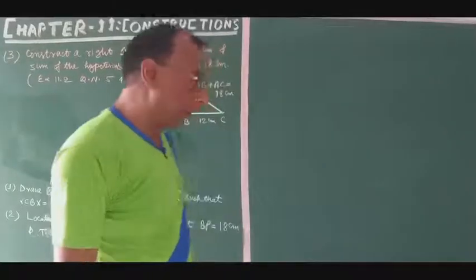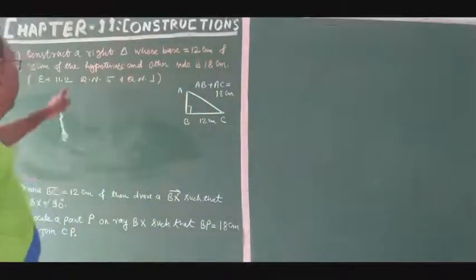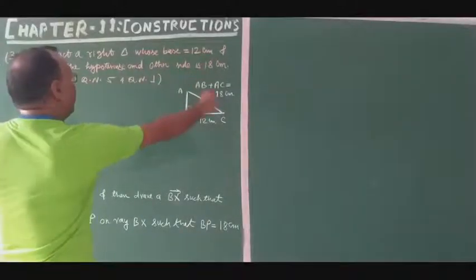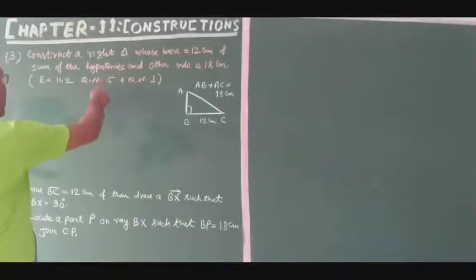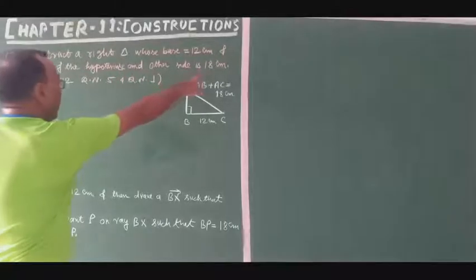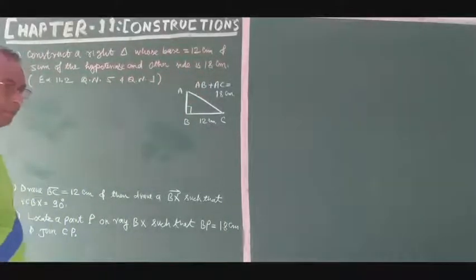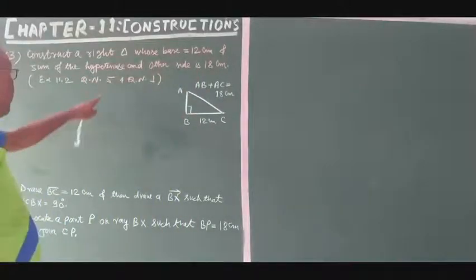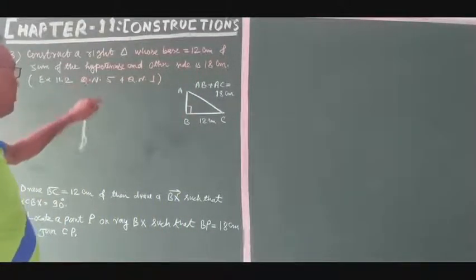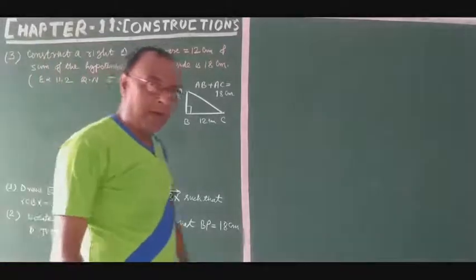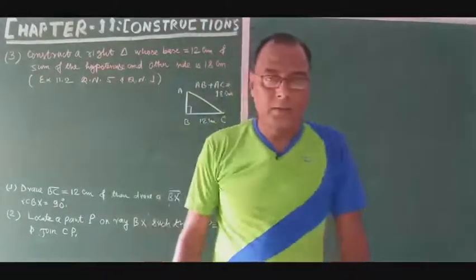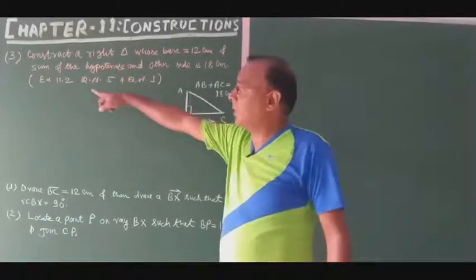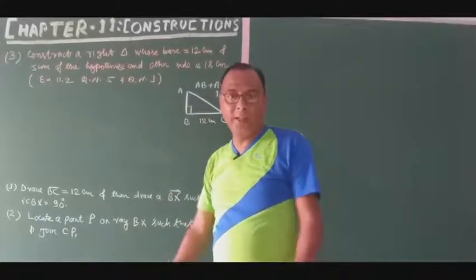Now this is question number 3. Construct a right triangle whose base is 12 centimeter and sum of the hypotenuse and other side is 18 centimeter. So this is question number 5 of exercise 11.2, and this question is just same as question number 1 of this exercise 11.2.